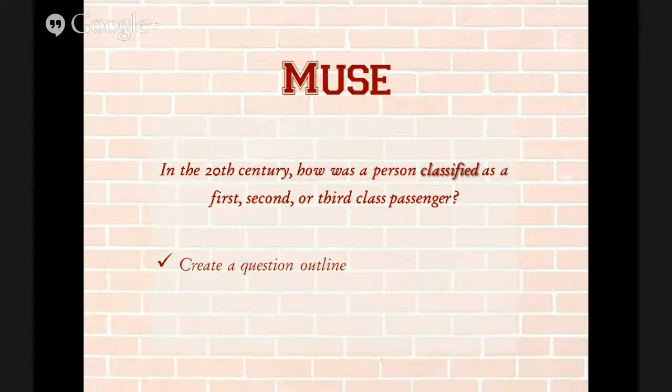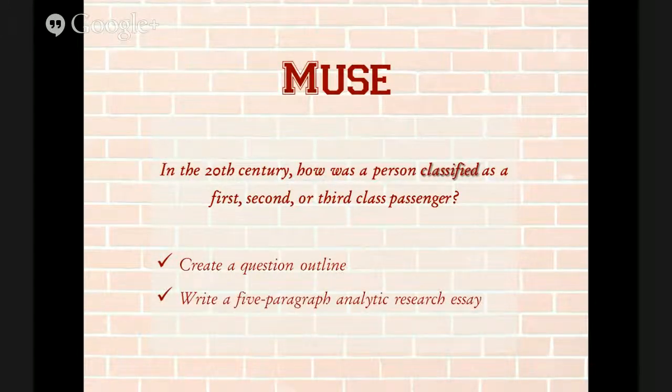and in order to answer that question, we'll first need to create a question outline, and then use that to write a 5-paragraph analytic research essay. So we have a lot of work to do. You might think, this is too hard, this is overwhelming. Well, let's just go ahead and start with that first part, creating a question outline.